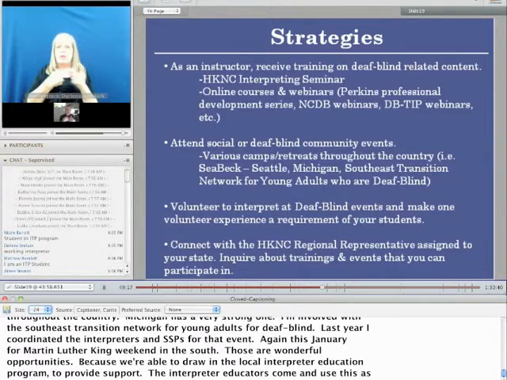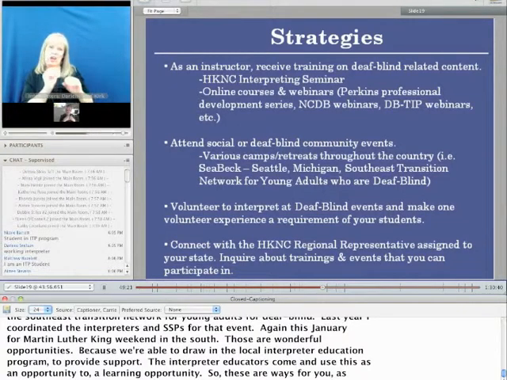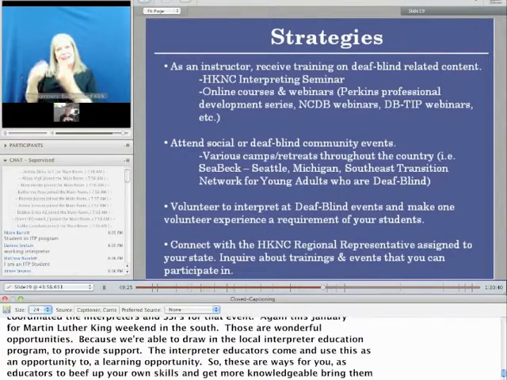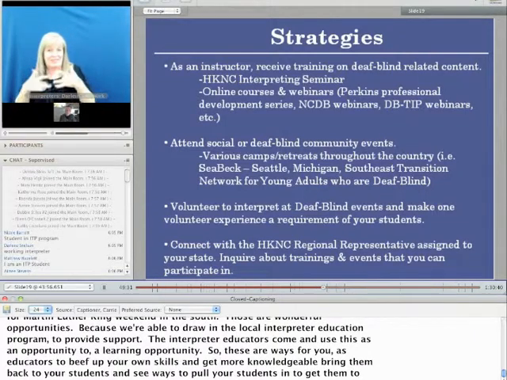So these are ways for you as educators to beef up your own skills and get more knowledge and then bring them back to your students and then see ways that you can pull your students in to get them also to volunteer. There are definitely other events that happen throughout the country.